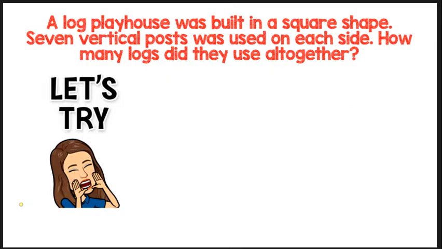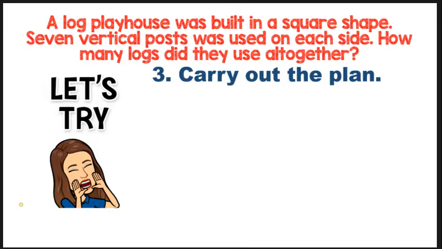Now let's carry out the plan. Let's start with 1 log, another log, until we reach 7 logs. This is for one side. Okay? Now let's do the other side. Since we already have 1 circle for the other side, all we have to do is to add another 6 circles. Let me just make it clear.